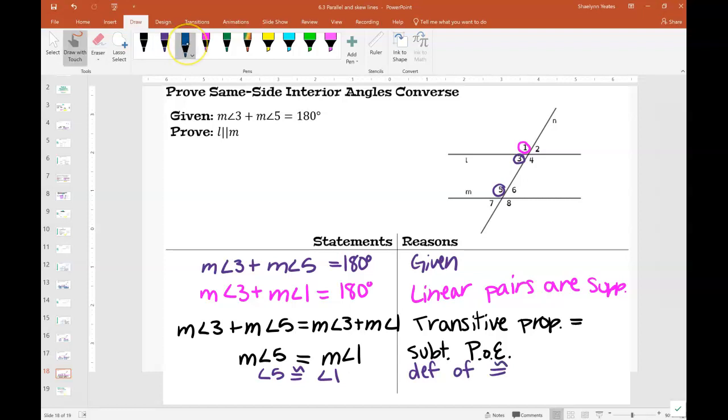And then our last step is to say that L is parallel to M by the corresponding angles. Instead of theorem, this time we're going to say converse, because we are proving that those lines are parallel, knowing that the corresponding angles are congruent.